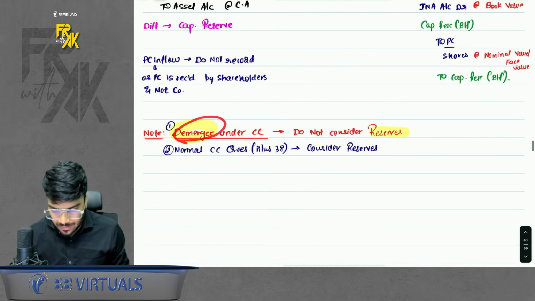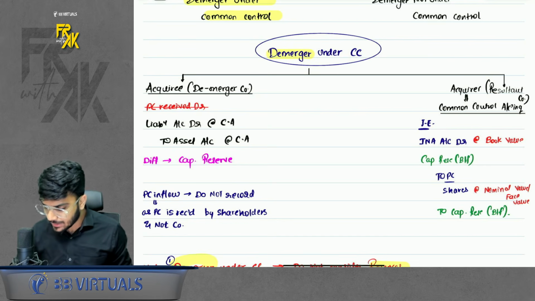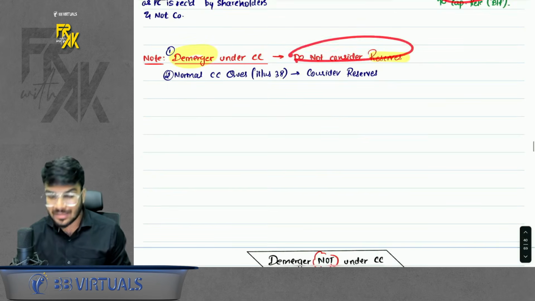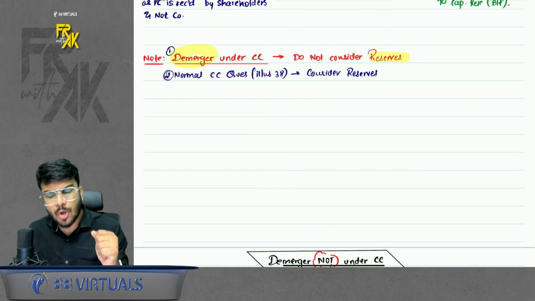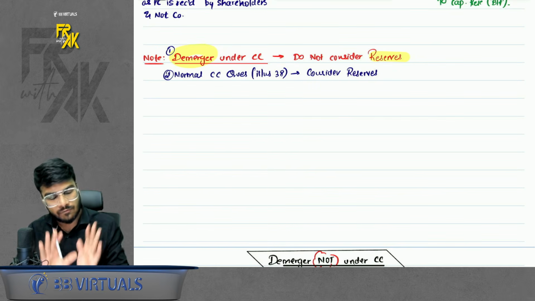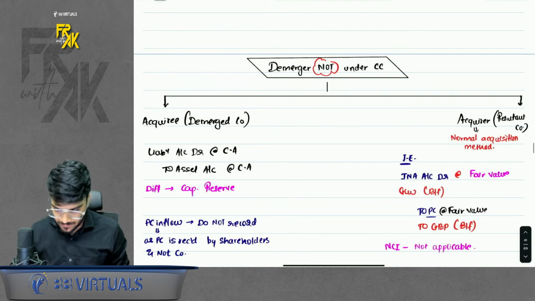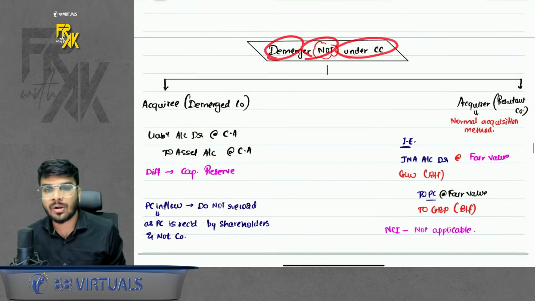Acha, in case of demerger, you will also say one thing, sir, it is under common control now, so why not take over the reserves? In case of demerger, do not consider reserves. But sir, you said in common control reserves are considered. Only in a normal common control question will we consider reserves, but in case of demerger, do not consider reserves.